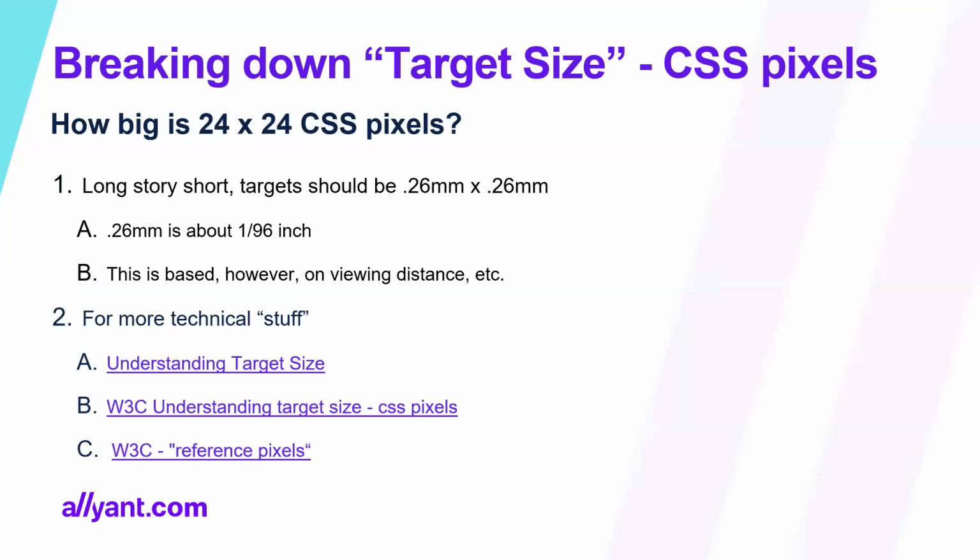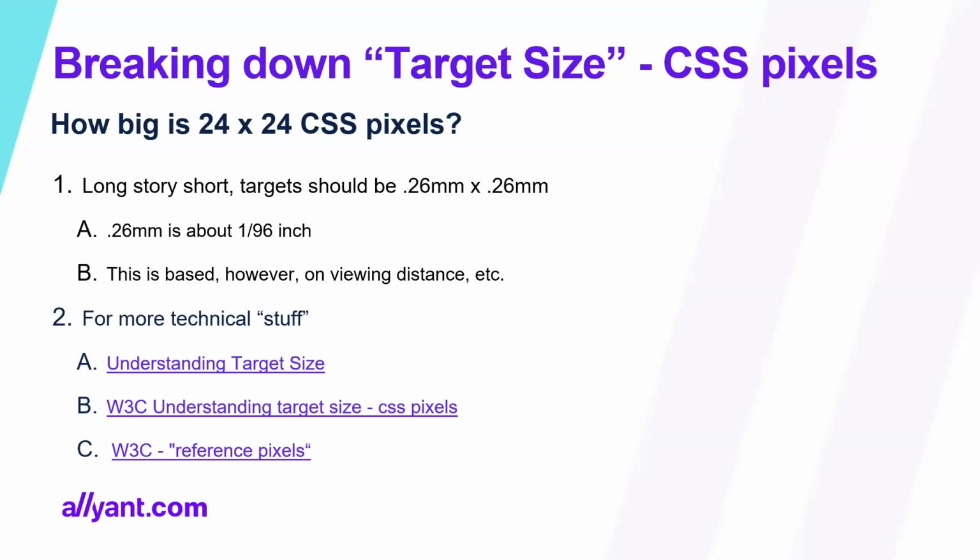Now, this is really technical, or it can get really technical. And granted, I'm not a graphic designer or anything like that. So pixel size and the math does get a little bit out of my wheelhouse, but I'll try to explain it and also provide some resources for where you can learn more about this. The W3C has some awesome web pages to help explain this and help you understand it. But long story short, the target has to be 24 by 24 CSS pixels, right?